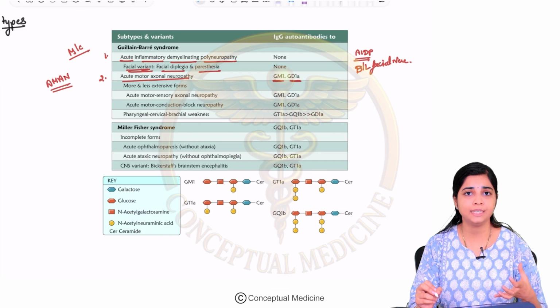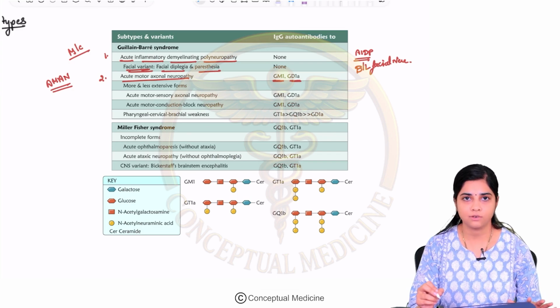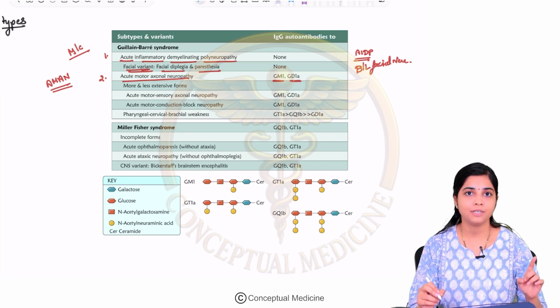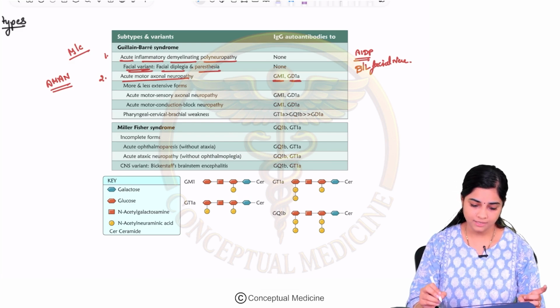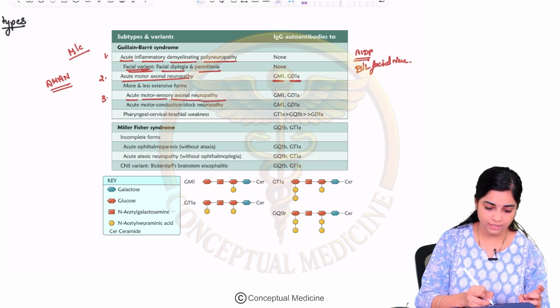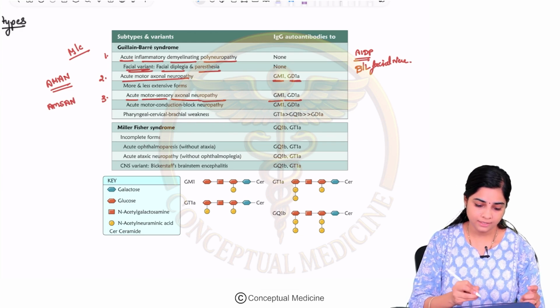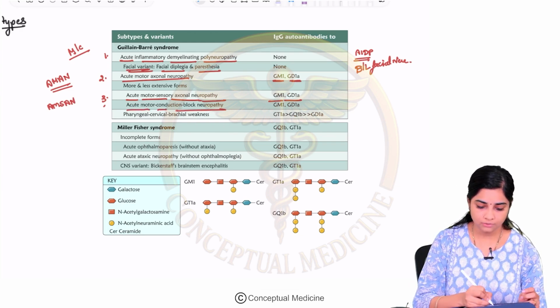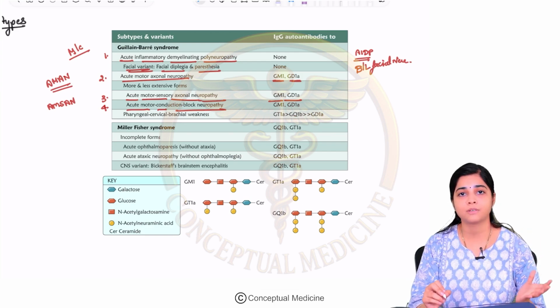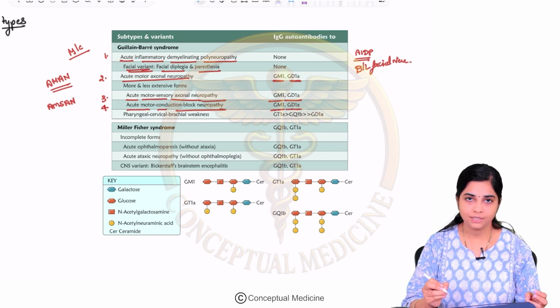What is this GM1 and GD1a? These are basically the types of gangliosides which are present within the axons of the neurons. Okay, so antibodies to GM1 and GD1a are in your AMAN variant. Then you have your acute motor sensory axonal neuropathy, which is called your AMSAN variant. Here also you have antibodies to GM1 and GD1a, right? Then you have acute motor conduction block neuropathy, where you have predominantly conduction blocks on your nerve testing. So that is also characterized by GM1 and GD1a antibodies.